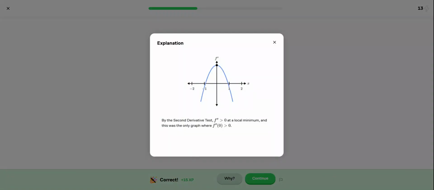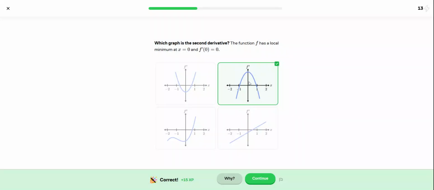Yes, similar explanation by the second derivative test. If the second derivative is greater than 0 at a local minimum, this is the only graph where the second derivative at x equals 0 is greater than 0. Only positive, so this is the only correct one. All the others are negative at x equals 0, so all eliminated. So continue.